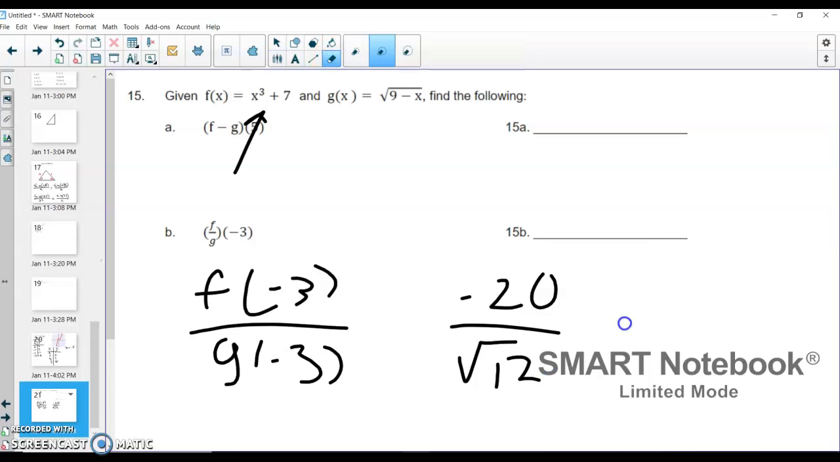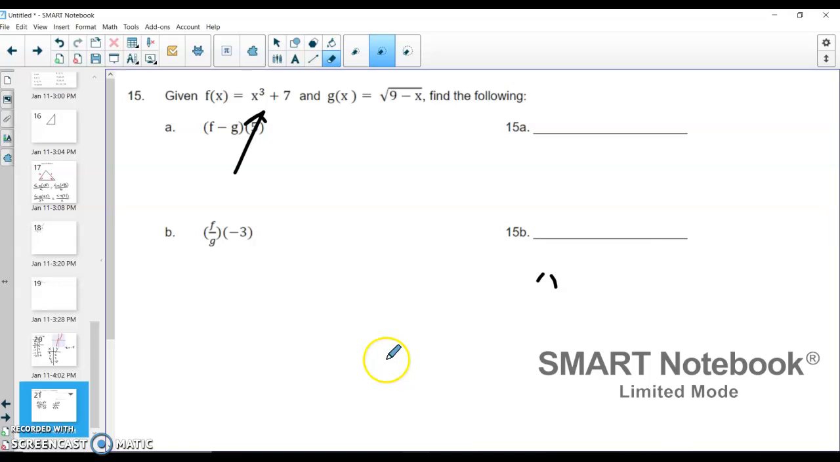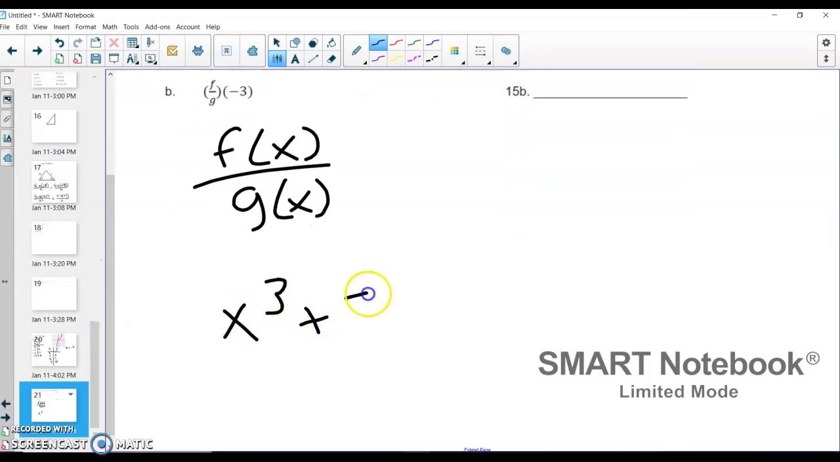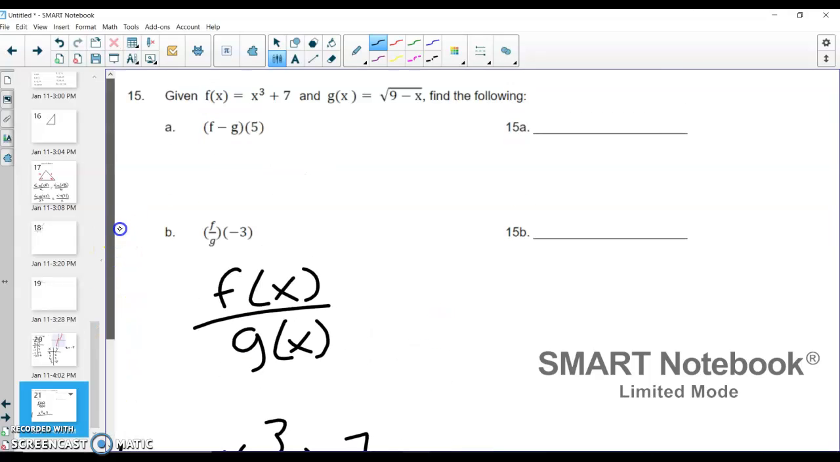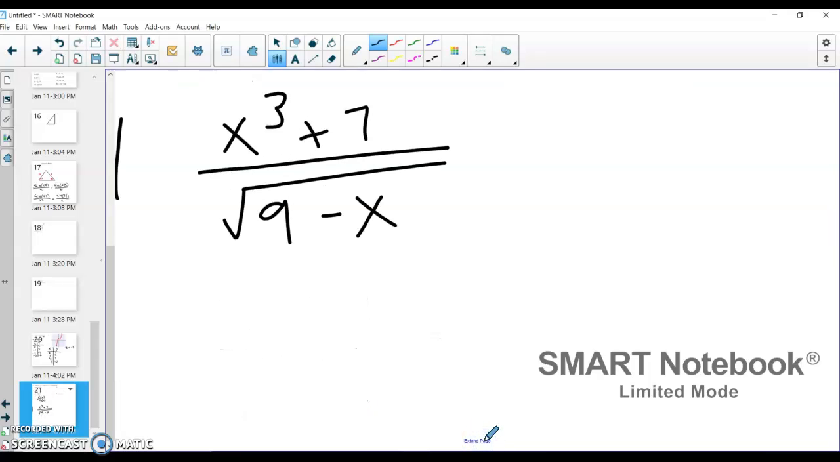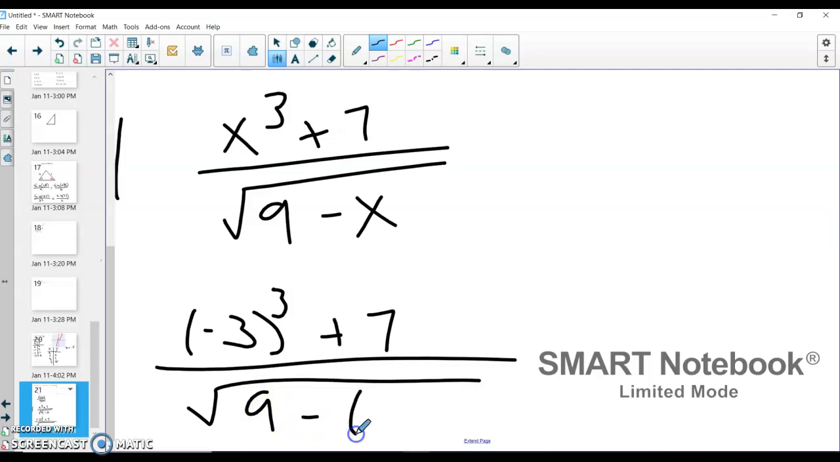I'm going to go a different route, and I'm actually going to put the functions over one another and then plug -3 in. And so doing that, I got f of x divided by g of x, and then I'm going to plug -3 in once it's all set up, and that is going to be x cubed plus 7 over the other function, which is the square root of 9 minus x, and now I'm going to evaluate this function at x equals -3. So plugging this in for -3, and for all my x's, I have -3 cubed plus 7 over the square root of 9 minus -3.